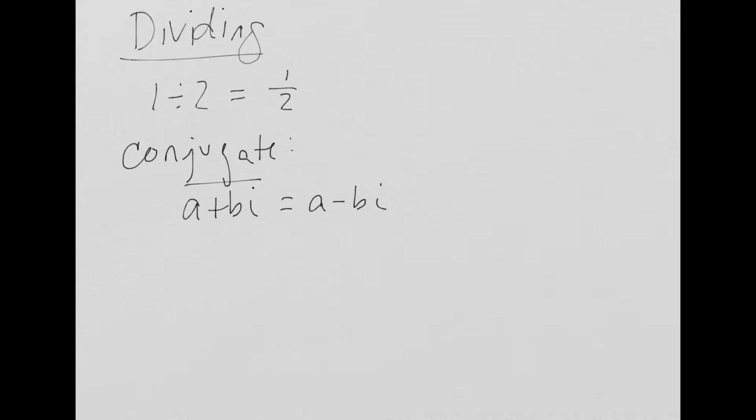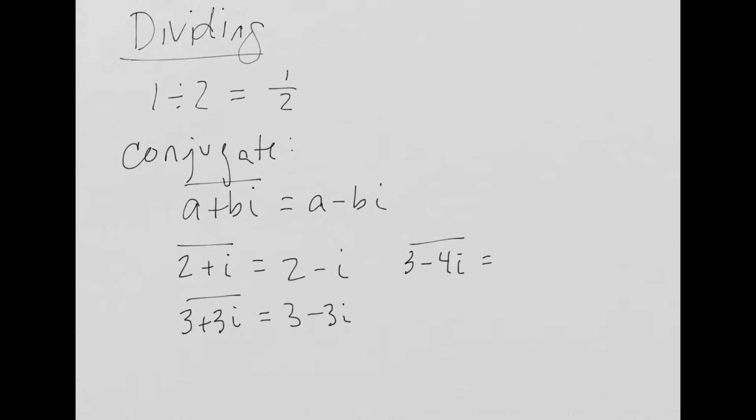So what's the conjugate of 2 plus i? Well, that would just be 2 minus i. What's the conjugate of 3 plus 3i? That would be 3 minus 3i. What's the conjugate of 3 minus 4i? Change the sign in the middle, so that's just 3 plus 4i. And then lastly, what about the conjugate of 2i? That would be negative 2i. So all we're doing is flipping the sign on the complex part. So the conjugate is where you just flip the sign on the complex part.